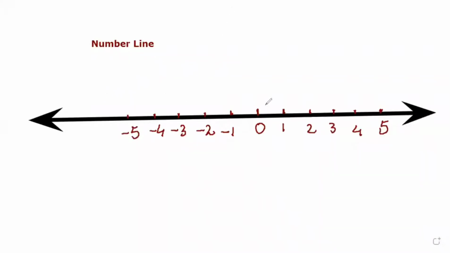All right. So what do we call them? The numbers from 0 to the right side are called positive numbers. And the numbers from 0 to the left side are called negative numbers.